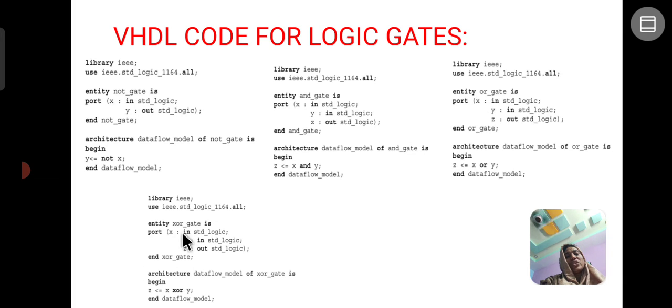And coming to the special gates, such as the XOR gate. Whatever the gate, whether NAND, NOR, XOR or XNOR, we have to replace this AND keyword with that gate. If we want to write a VHDL code for NAND, we replace AND with NAND. If we want to write a code for the NOR gate, we replace AND with NOR. This is an example of how we can write the XOR gate. These are the different VHDL codes for logic gates.